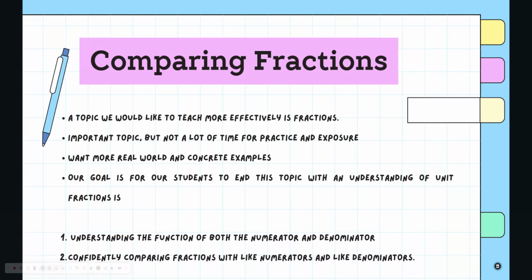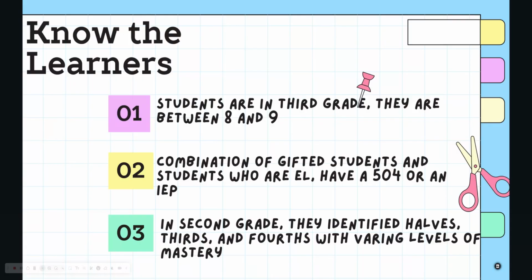Our goal is for our students to end this topic with an understanding of unit fractions and understand the function of both the numerator and denominator, and to be able to confidently compare fractions with like numerators and again with like denominators. Our learners are between the age of 8 and 9. They are the typical third grade students. Our classes have a combination of gifted students and students who are EL, have a 504 or an IEP.